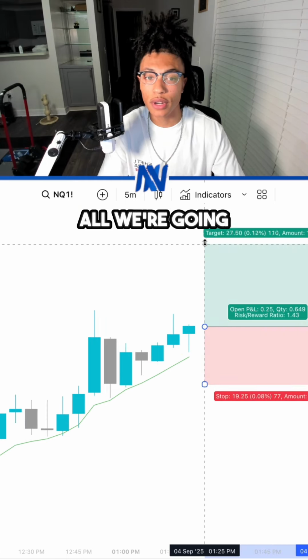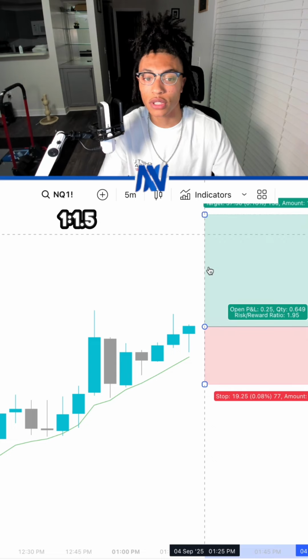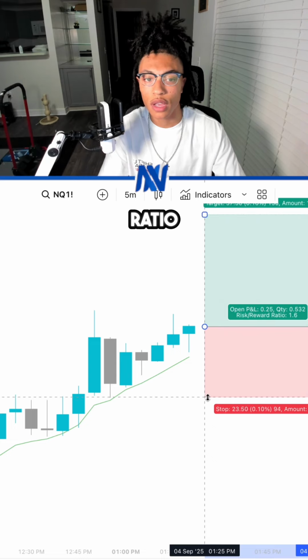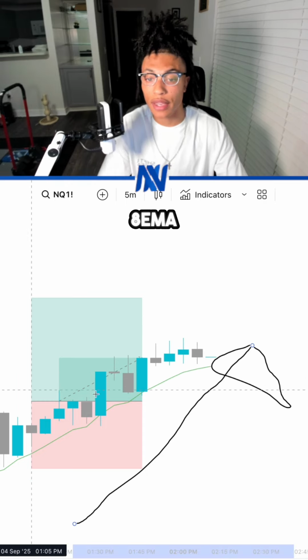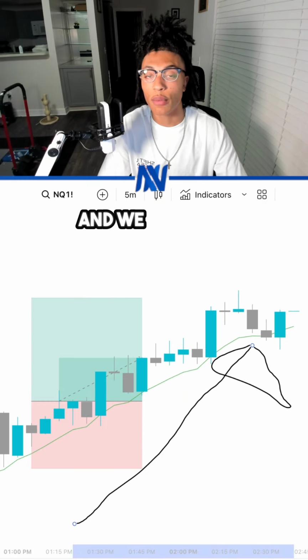Now, with this entry, all we're gonna do is just simply target a nice 1 to 1.5 risk to reward ratio. And we're just gonna let this trade play out. And as we can see, price continued to respect this 8 EMA, and it continued in its upward direction, and we ended up taking profits.